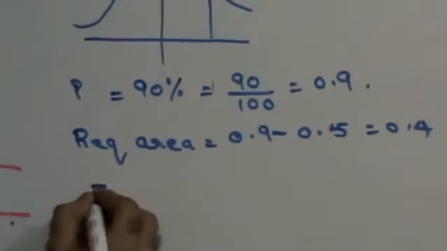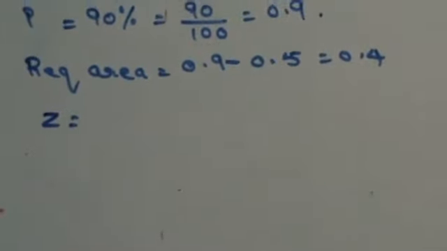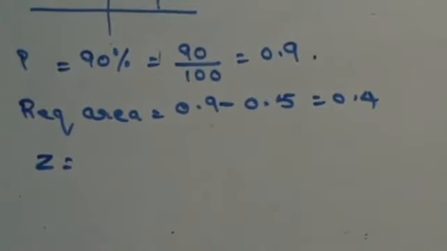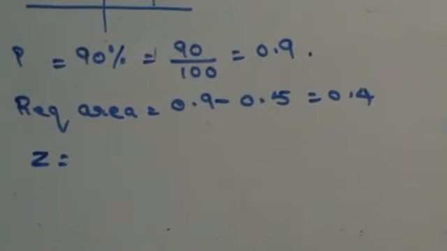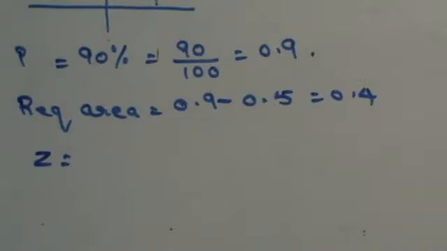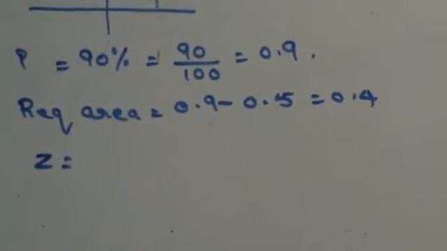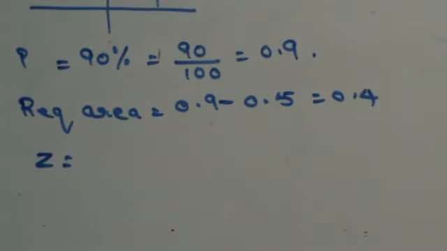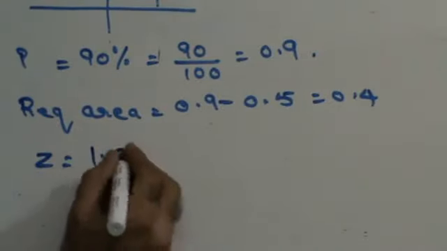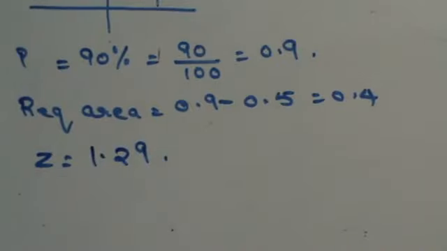Let's try to find this out. I can therefore say that Z will correspond to 0.4. What's the closest I can get to 0.4? It is 0.4015. That's the closest I can get to 0.4, which is going to be 1.29, right? That's the closest I could get to 0.4.